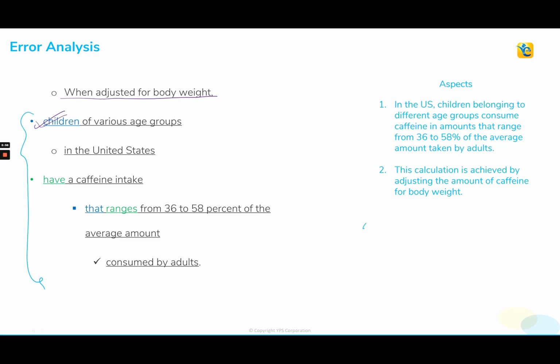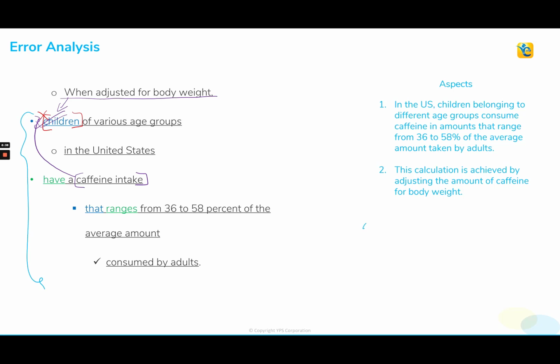And they find out this is definitely not the correct answer. Why? Because we need to change our subject over here, which is creating all the illogical meaning in the sentence. It is not the children that are adjusted for body weight. It is the caffeine intake that is adjusted for body weight in order to arrive at the calculation presented in the sentence. So we have to restructure the sentence in such a way that caffeine intake takes the place of the subject, so that this modification becomes logical in the sentence. That's all we are looking for.